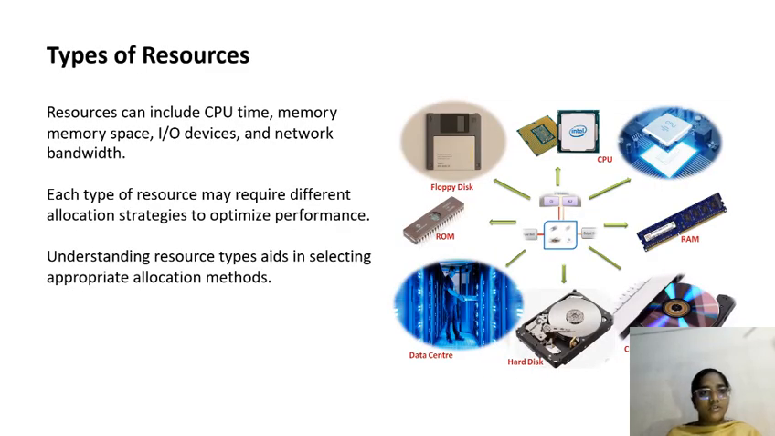Next, I'm going into the types of resources. There are many types of resources like floppy disk, ROM, hard disk, CPU, CDs, and RAM, etc. These are the more common resources we use. Resources can include CPU time, memory space, input and output devices, and network bandwidth. Each type of resource may require different allocation strategies to optimize performance. Understanding resource types aids in selecting appropriate allocation methods.